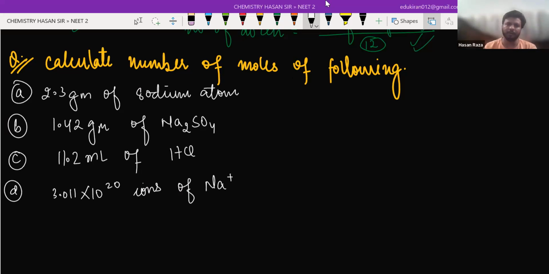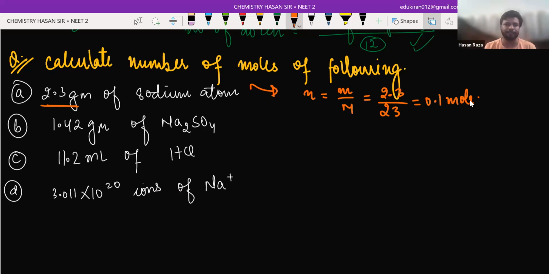0.1 mole. Very good. So number of moles is equal to given mass upon molar mass. Why do we use this formula? Of all the three formulas, the first is given mass upon molar mass, the second is given number of particles upon Avogadro number, and the third is given volume upon molar volume. Here only mass is given, so we use given mass upon molar mass. Given mass is 2.3 gram and molar mass of sodium atom is 23, so it will be 0.1 mole. Is that clear?